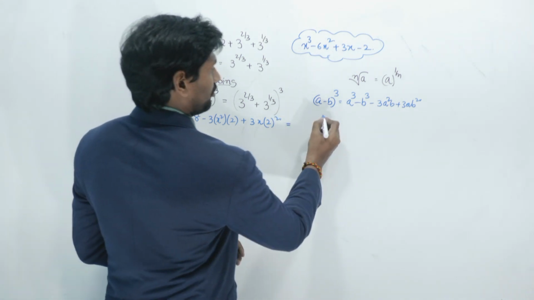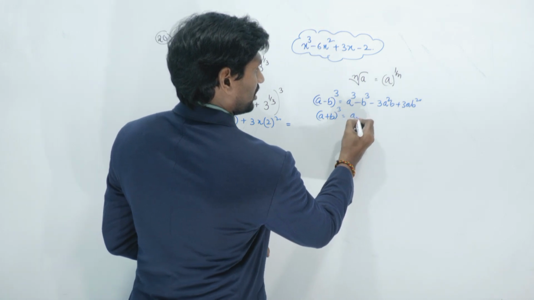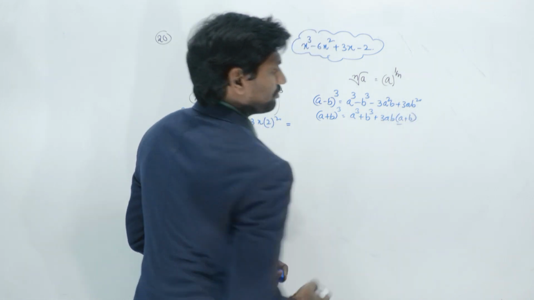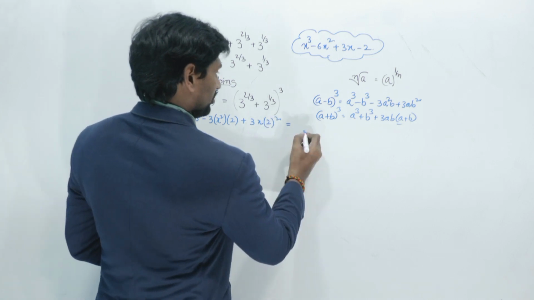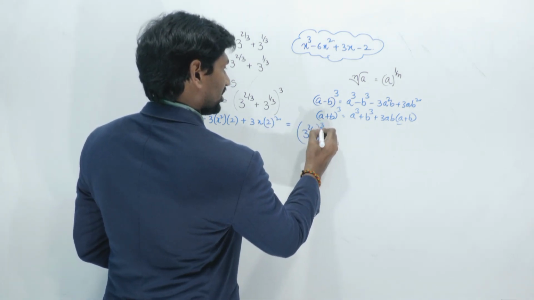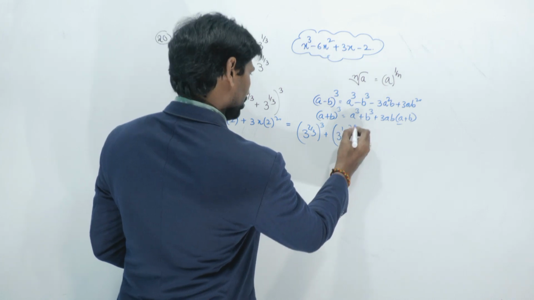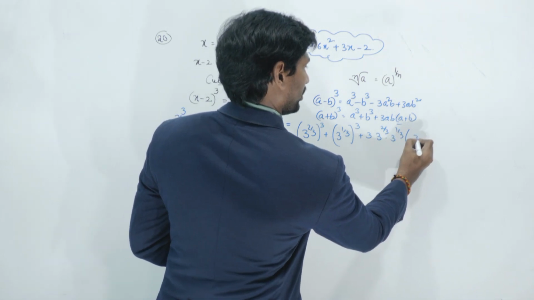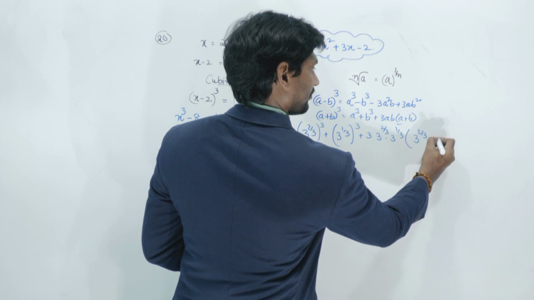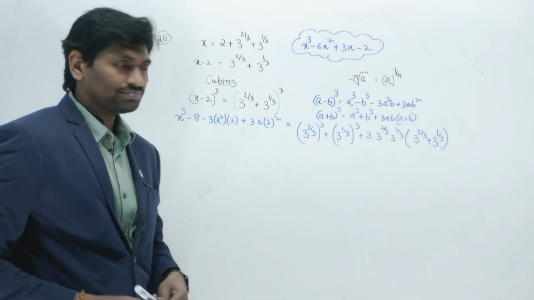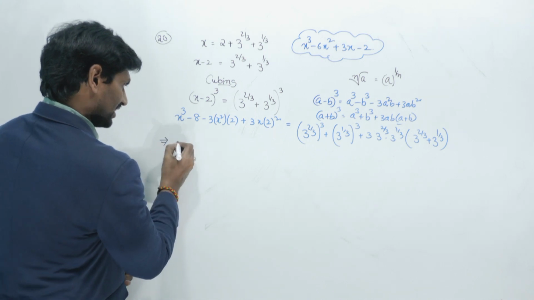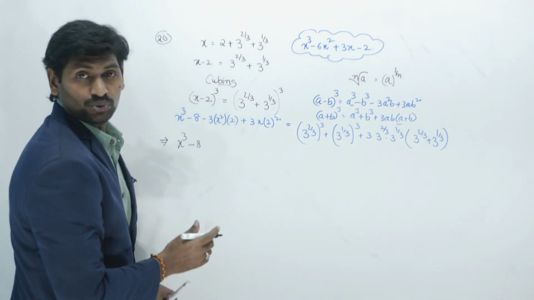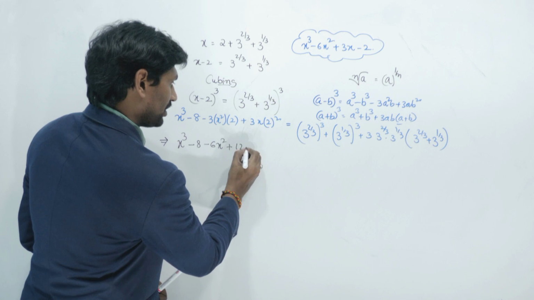On the right hand side I am using the formula a plus b whole cube equals a cube plus b cube plus 3ab into a plus b. So that means a cube, 3 power 2 by 3 whole cube, plus b cube, plus 3ab into a plus b. Now let us see this one. From this, x cube is as it is, minus 8, minus 3 twos are 6, minus 6x square, 2 square value 4, 4 threes are 12, 12x.